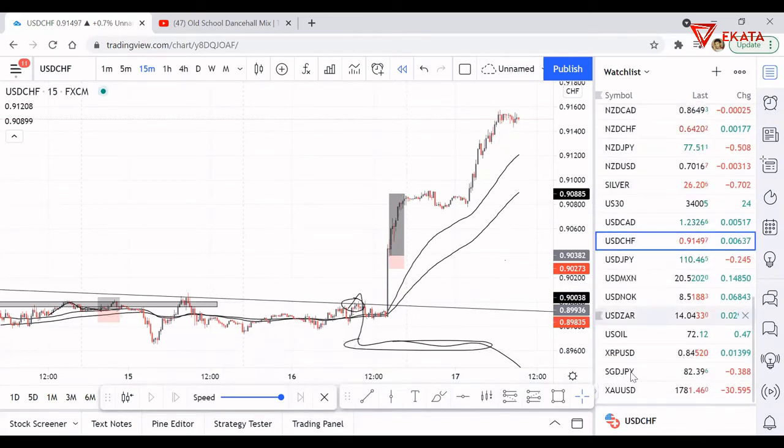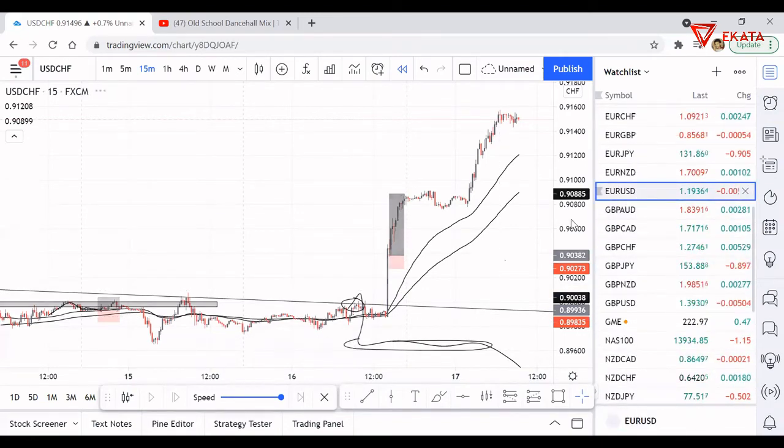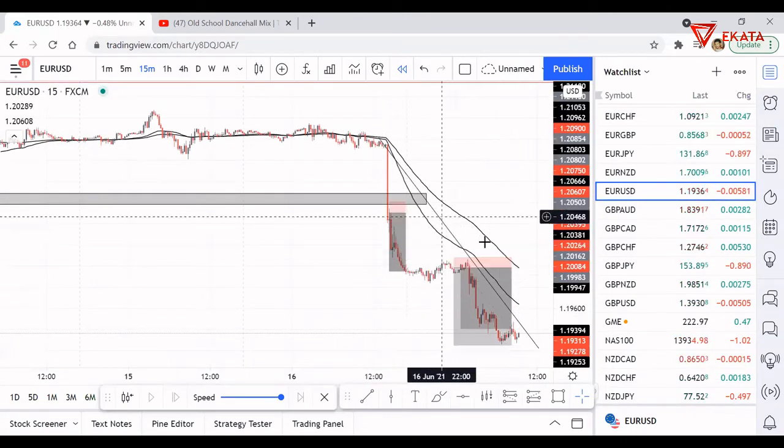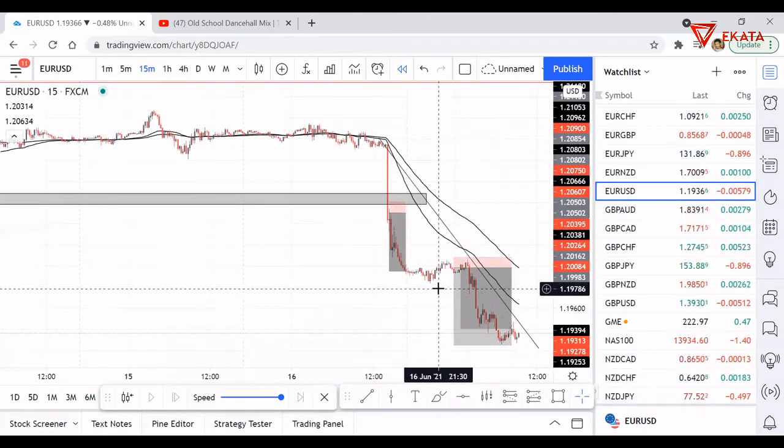What about on EU? Did price touch the EMA on EU? Literally, over the last 12 hours, price has not touched that moving average. Yeah? What do y'all think?